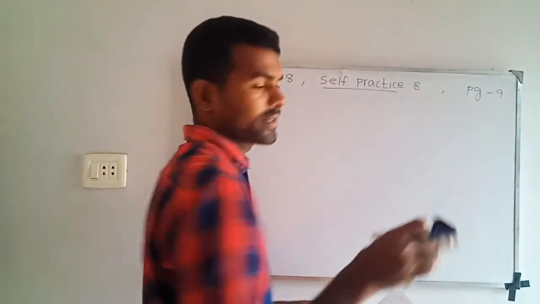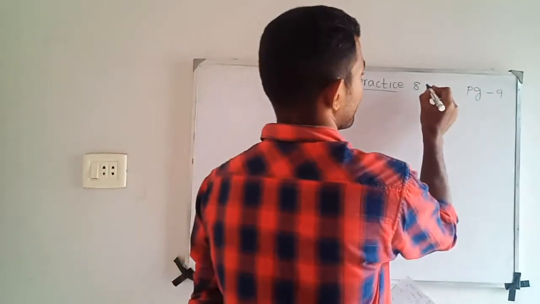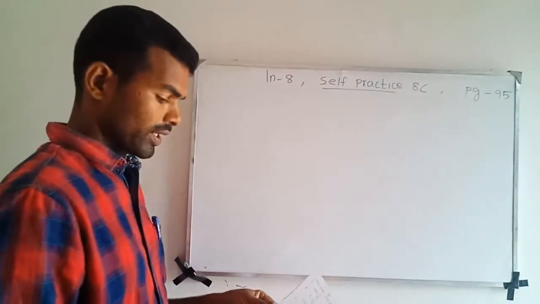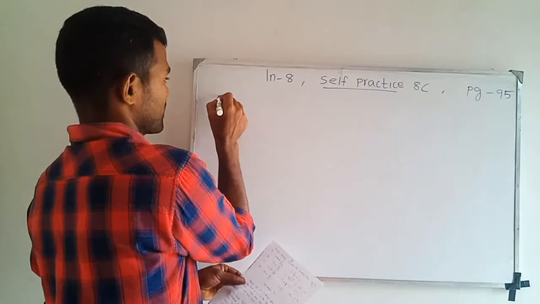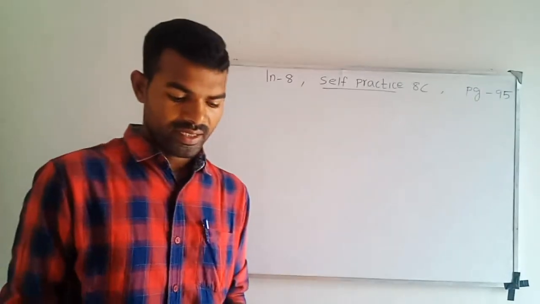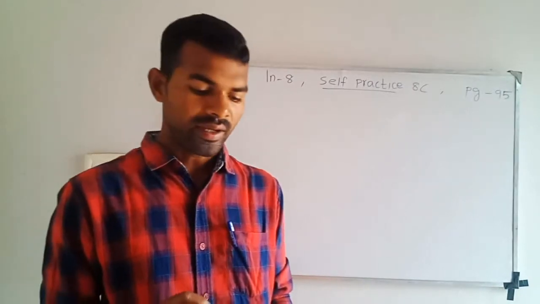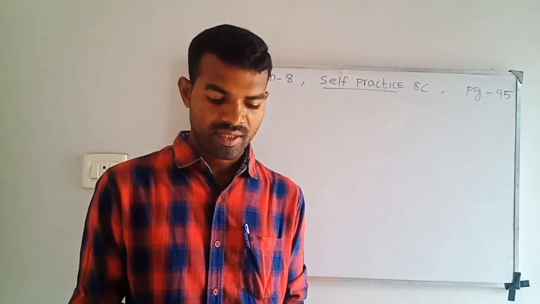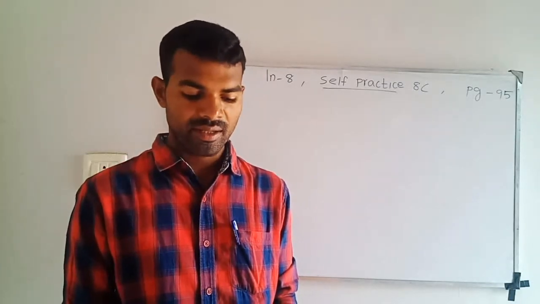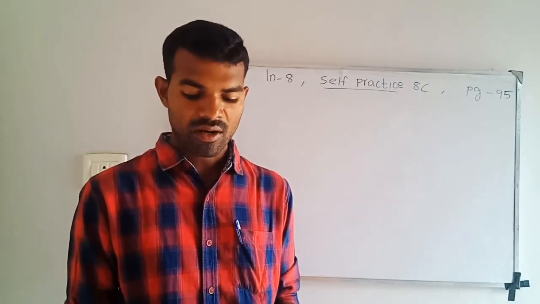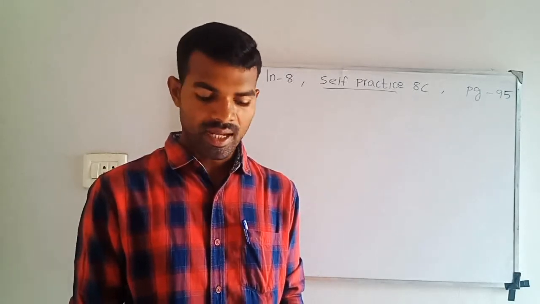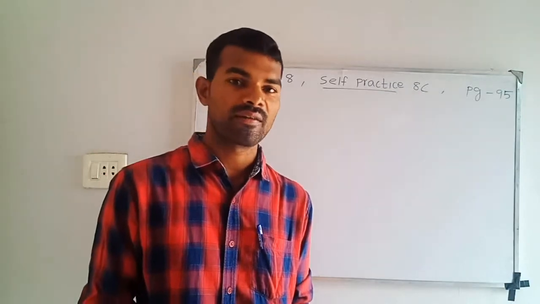Self practice 8. See page number 95. You can take the first question. Neha took 5 by 9 liter of orange juice to the gym. She drank 1 by 10 of it in the gym. How many liters of orange juice did she drink and how much was left?